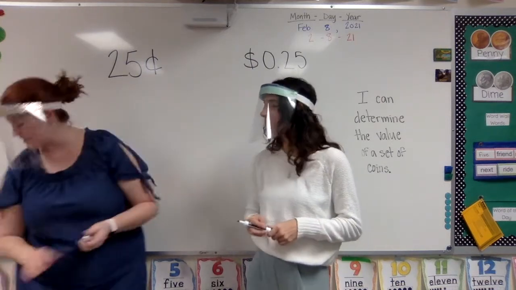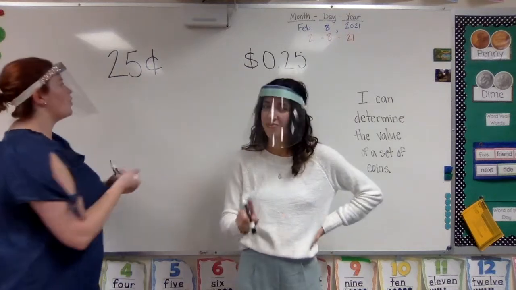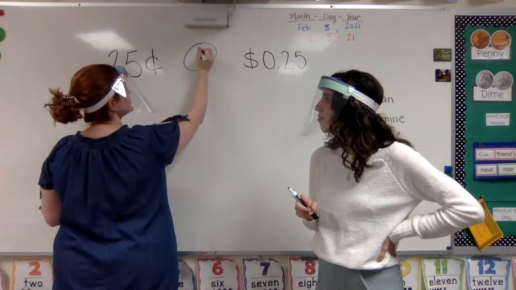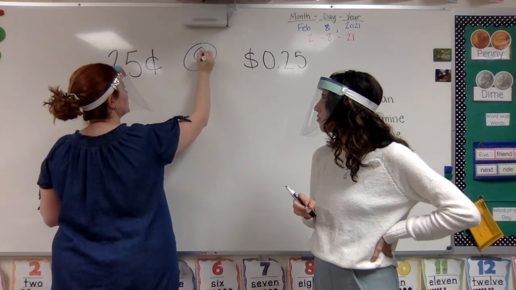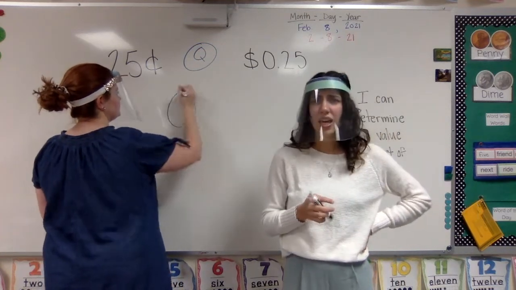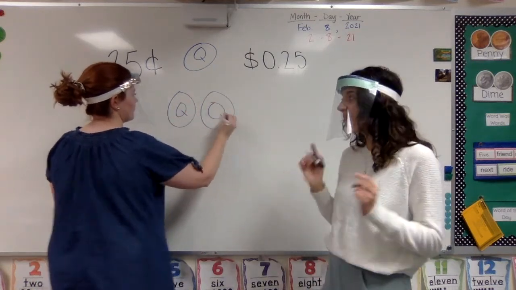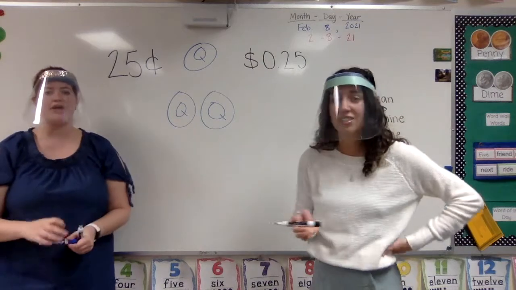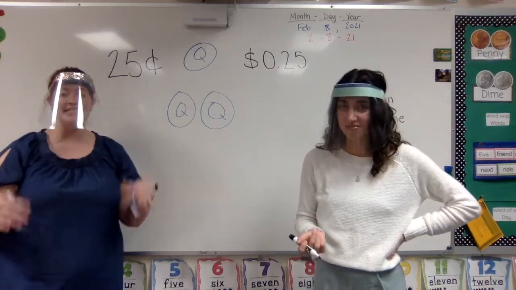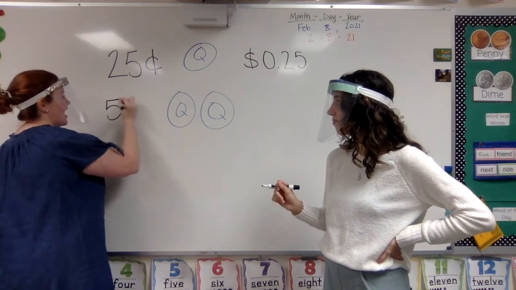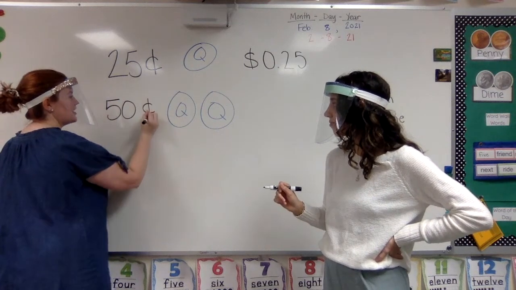Okay, well, 25 cents, Miss Lestico, would be 1 quarter. So I'm going to draw 1 quarter. Remember, a quarter is just the big circle with a letter Q in it. And, if we have 2 quarters, I remember it said 50 cents. Oh, okay, so if I'm going to write it with the cent sign, I'm going to say 50 and then put my C with a line through it.